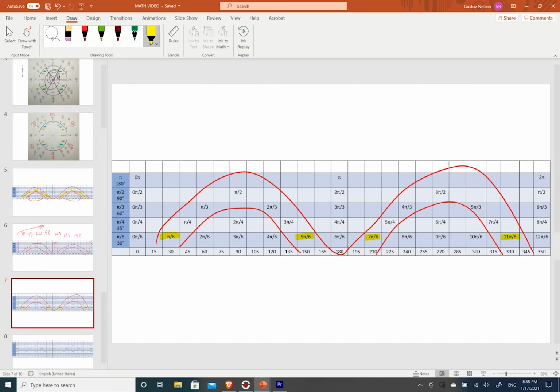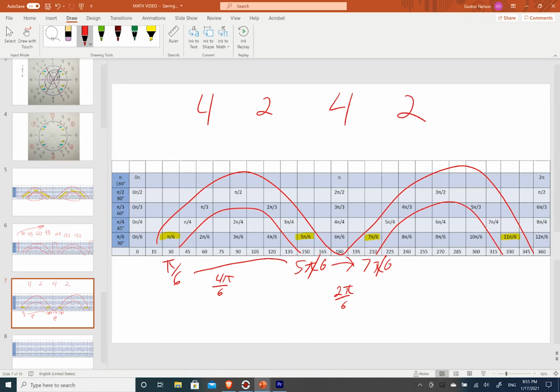But notice a pattern that emerges. Pi over 6, and then we jump to 5 pi over 6. That's a difference of 4 pi over 6. And then we jump from 5 pi over 6 to 7 pi over 6. That's a change of 2 pi over 6. And then from 7 pi over 6 to 11 pi over 6 is a jump of 4 pi over 6. So what we see is that 4-2-4-2 pattern emerging.